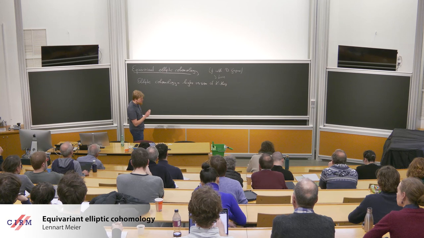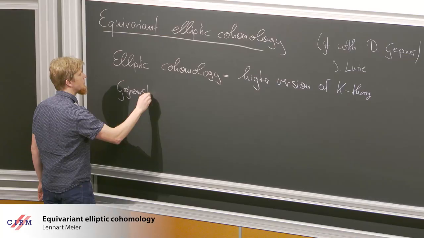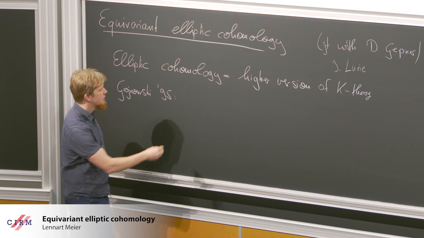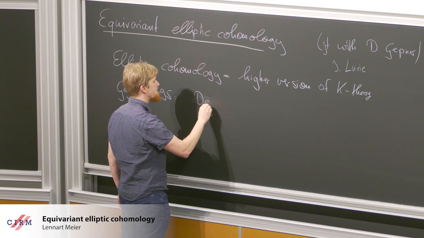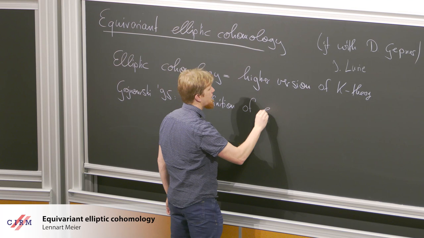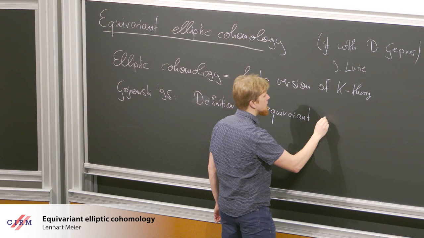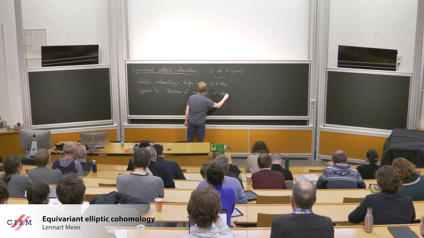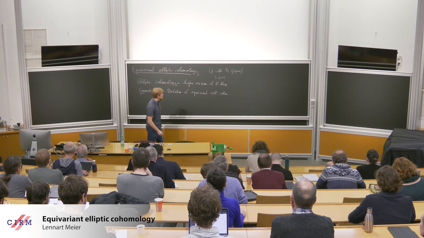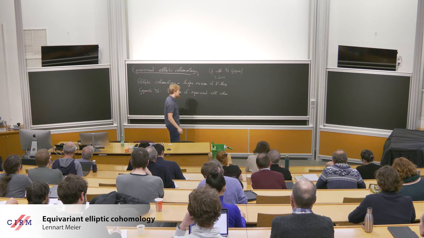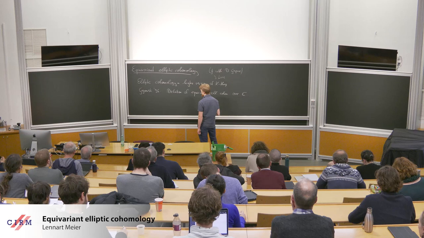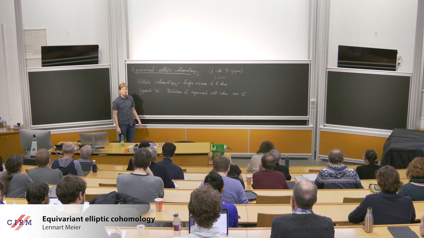And actually, Grojnowski in the year 95 defined equivariant elliptic cohomology. So then you might ask, what do I still need to talk about when this was already defined in the year 95? Over the complex numbers. And for everybody having some chromatic interest, you know that certain aspects are lost if you do algebraic topology in characteristic zero.